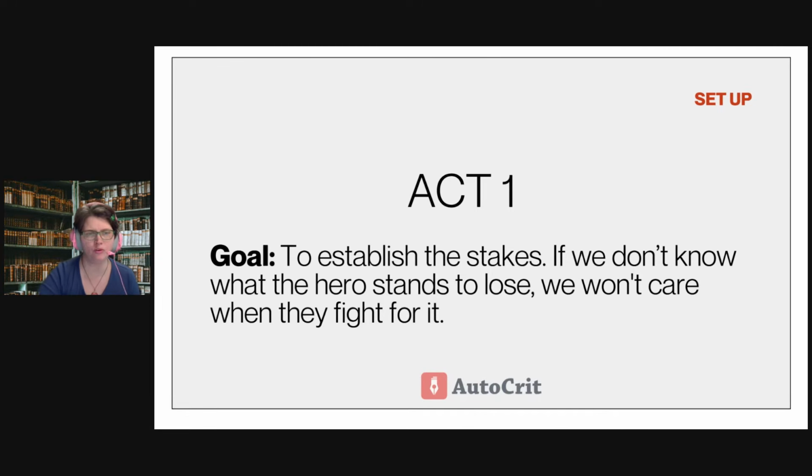A tip for establishing your goal of Act 1 is that high stakes don't always have to be saving the world. They just have to be deeply important to the protagonist's specific unmet need. So let's get into that.